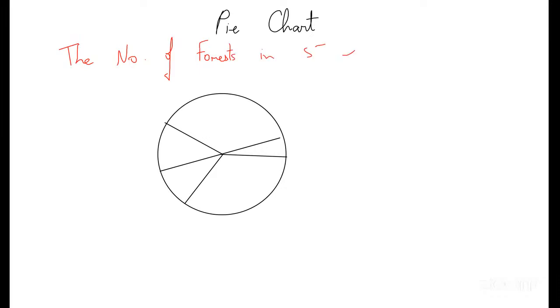Ma'am, where shall I make it, in the graph book or in the normal notebook? We can make it in the normal notebook. Okay. 1, 2, 3, 4, and 5. These states we have.